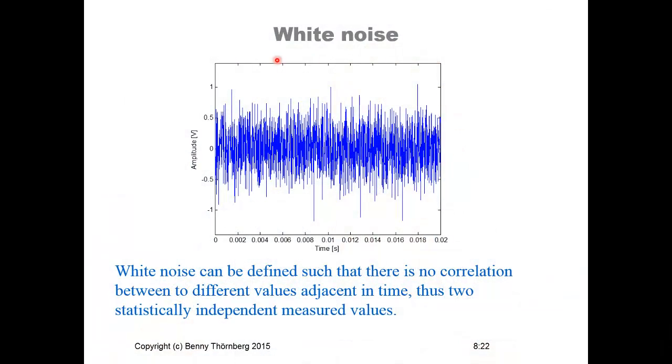But I think firstly we need to start with the definition of something called white noise. This is a picture of noise, a non-deterministic signal. White noise can be defined such that there is no correlation between two different values adjacent in time. Meaning if you take two values that are very close to each other in time, those two values are statistically independent from each other.